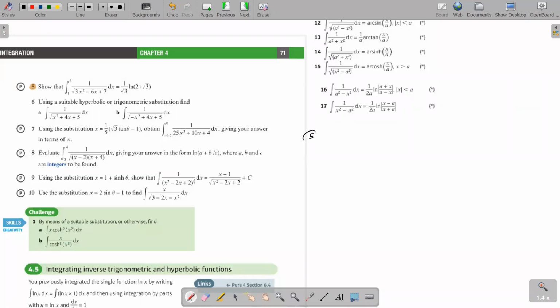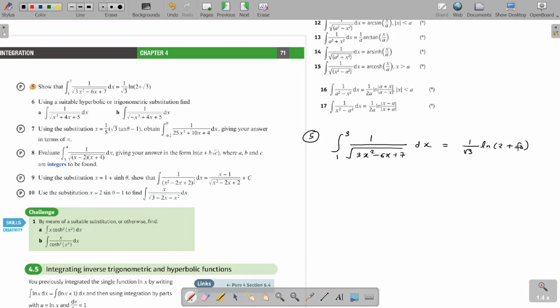Question number 5. So they're asking you to show that the integration from 1 to 3 for 1 over root 3x square minus 6x plus 7 with respect to x is 1 over root 3 ln 2 plus root 3. We have to show this.